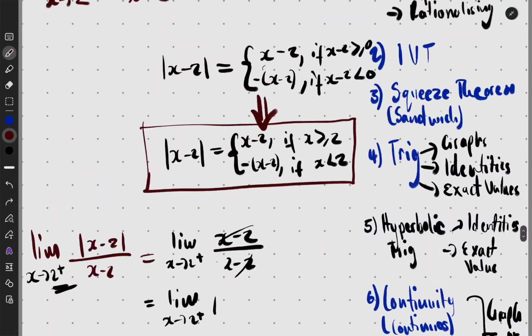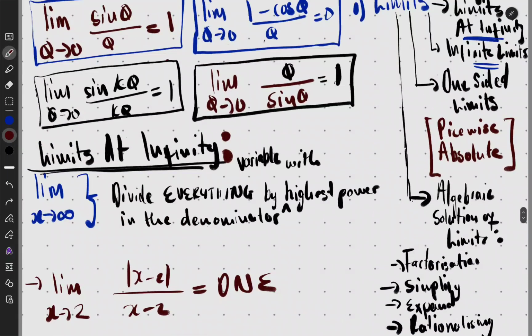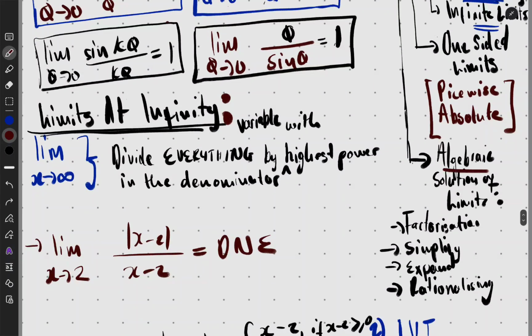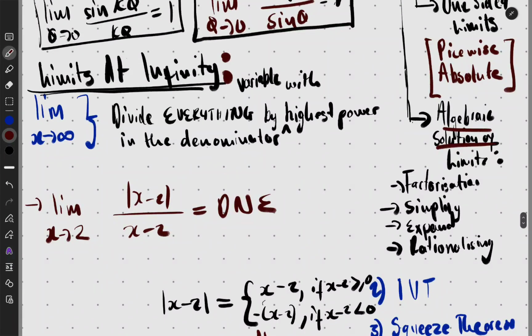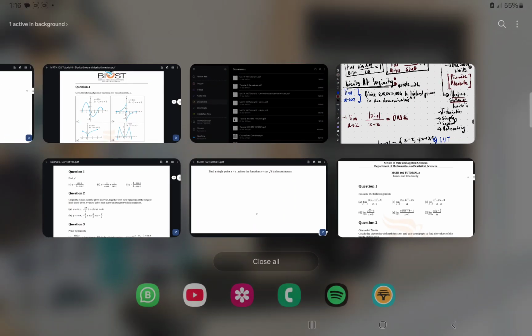So I hope you've seen something for the limits, for one-sided limits. The limit from the left should be equal to the limit from the right, and then that is what should happen. Now let's see the algebraic solution. I'm just going to show you the questions. I won't really solve, and then you can see the videos where I've solved them.